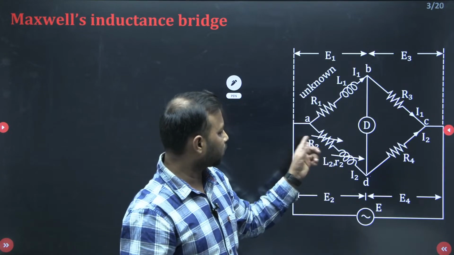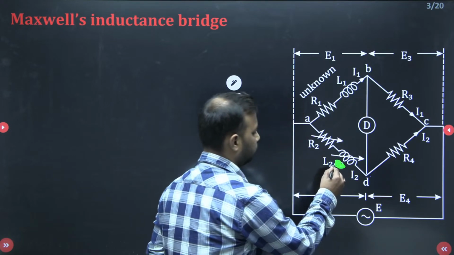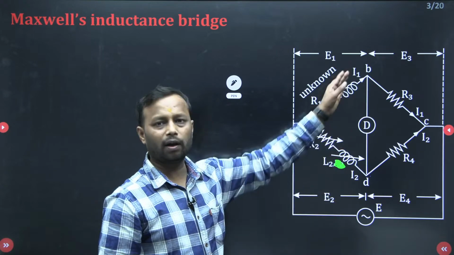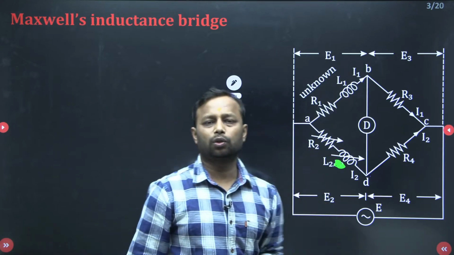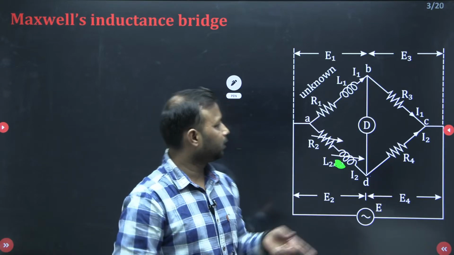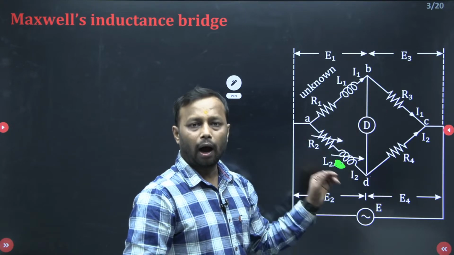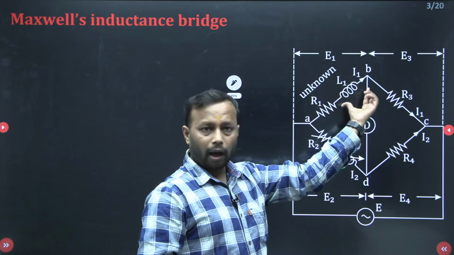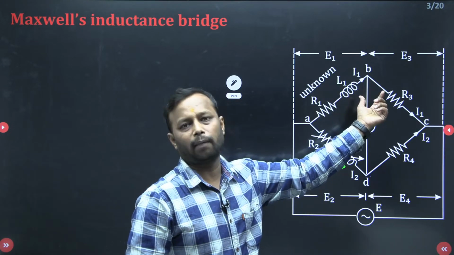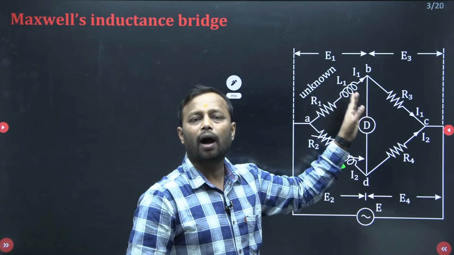Now with the help of this R2, ignore this small R2, with the help of R2 and L2, we are going to balance our bridge. Got the point? So what do you mean by balancing the bridge? See, this is your detector. When this R1 and L1, by the help of this R2 and L2, are not able to determine, meaning we are not able to find the exact value, then the bridge is said to be unbalanced.